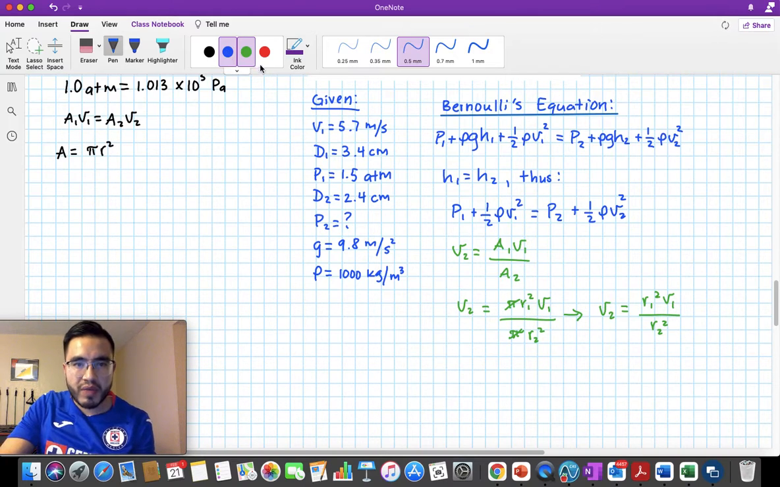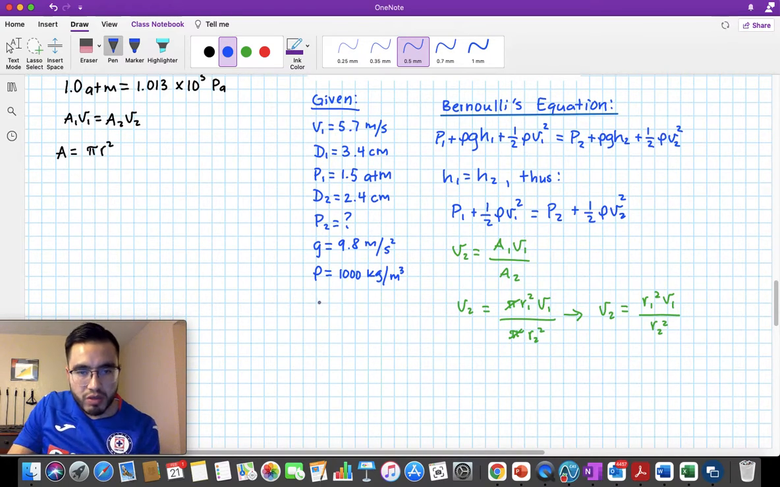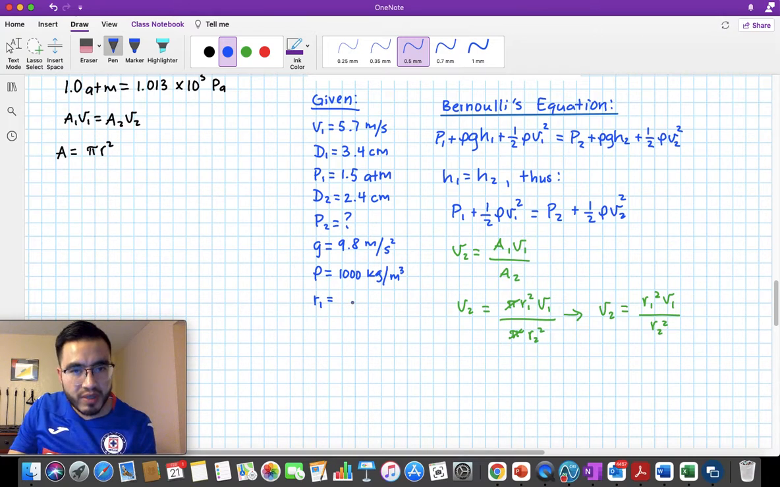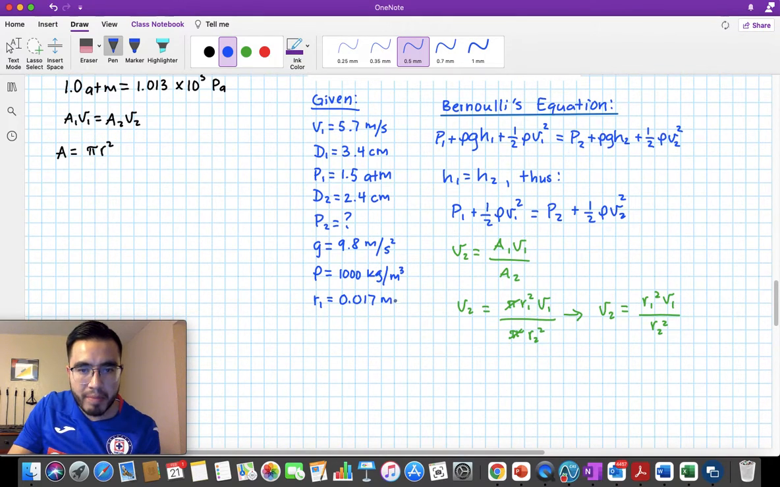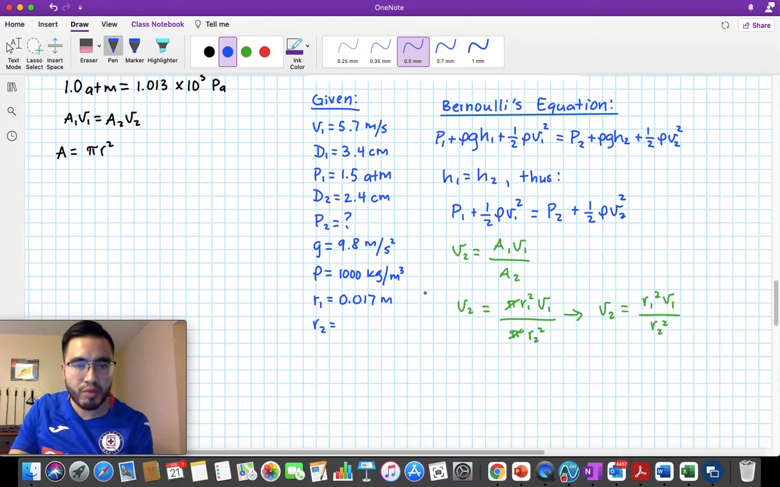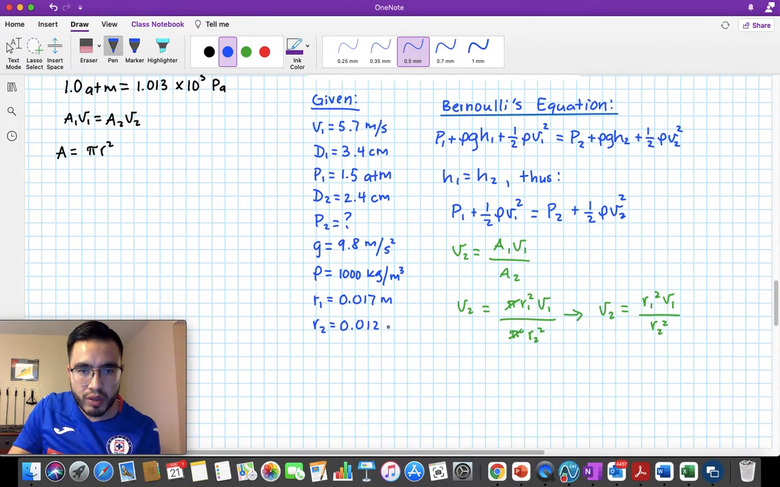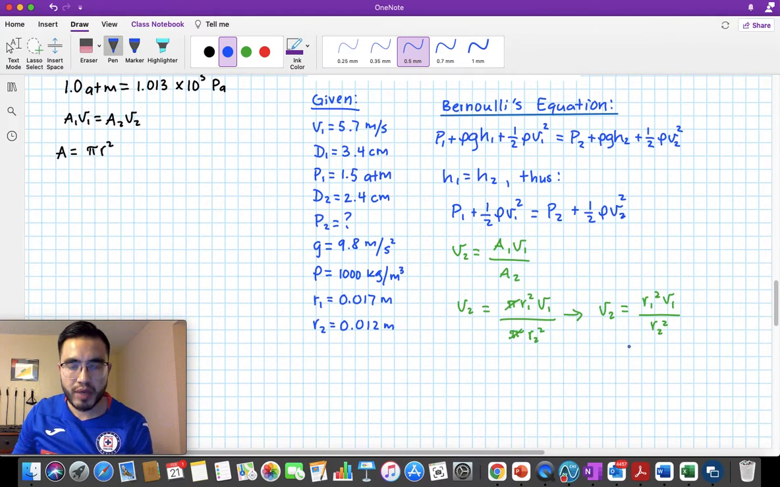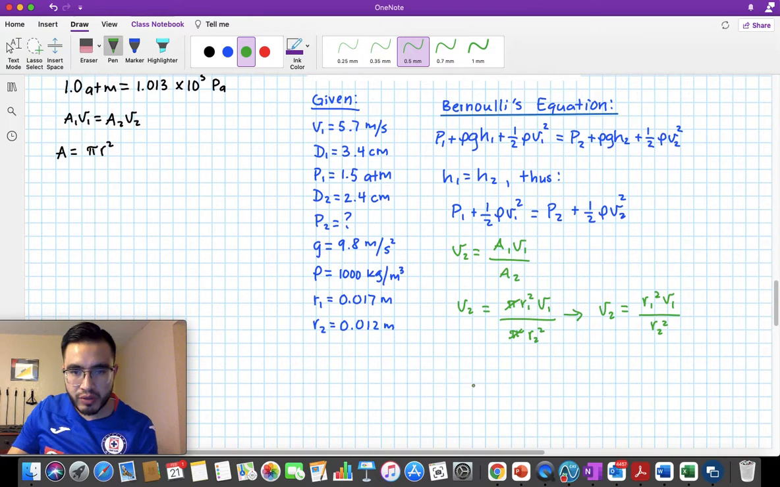How to find the radius? Well, we have the diameter. Don't forget we have to convert this into meters, so we divide by 100. So radius 1 will be diameter 1 divided by 2. Radius 1 equals 1.7 centimeters, so that'll be equal to 0.017 meters. Radius 2 will be 2.4 centimeters divided by 2. That is 1.2 centimeters. We divide by 100: 0.012 meters.